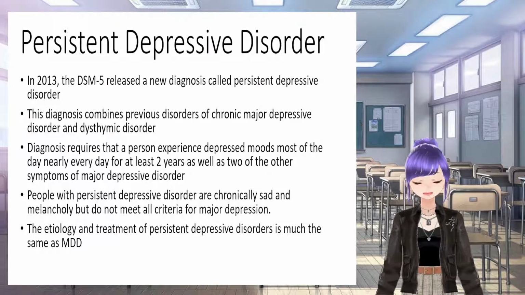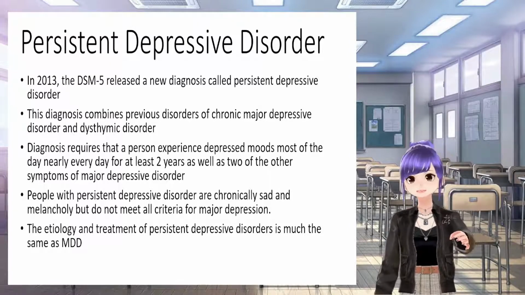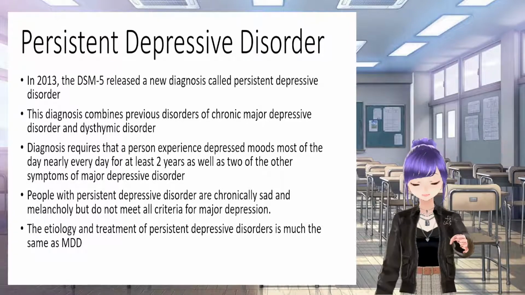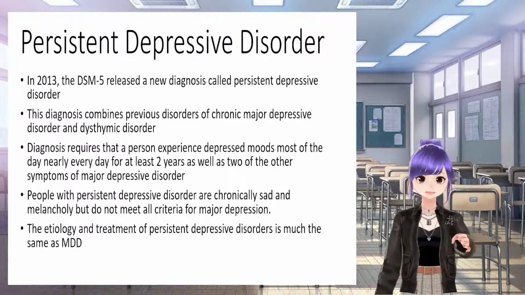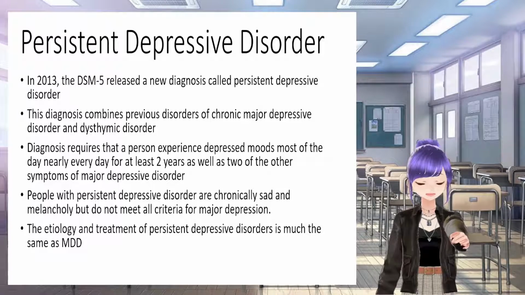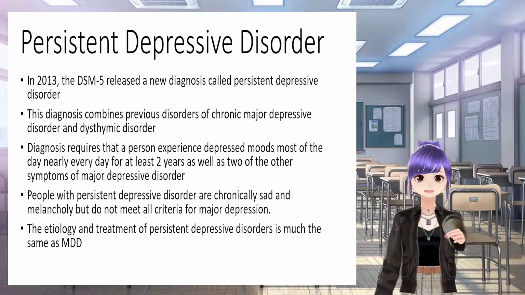In 2013, the DSM-5 released a new diagnosis called persistent depressive disorder. This diagnosis combines the previous disorders of chronic major depressive disorder and dysthymic disorder. The diagnosis requires that a person experience depressed mood most of the day, nearly every day, for at least 2 years, as well as 2 of the other symptoms of major depressive disorder. People with persistent depressive disorder are chronically sad and melancholy, but they do not meet all criteria for major depression. The etiology and treatment of persistent depressive disorder is much the same as MDD. Just to add on to my second to the last point, people with persistent depressive disorder are chronically sad and melancholy but do not meet all criteria for major depression.